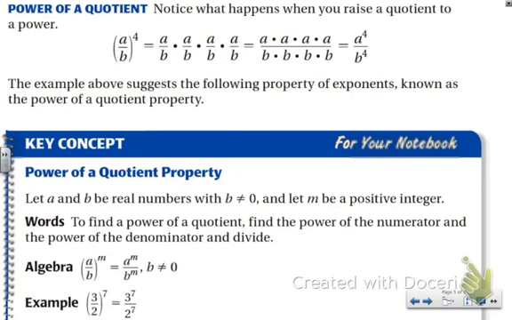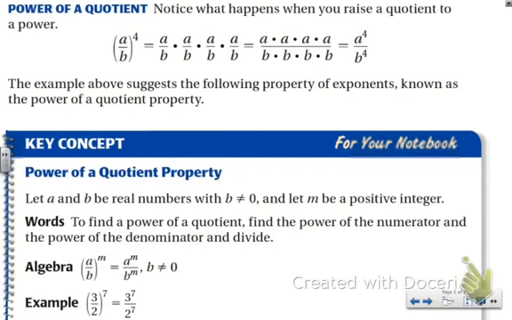So that leads us to our power of a quotient property. To find a power of a quotient, find the power of the numerator and the power of the denominator and divide. So a over b to the m is equal to a to the m over b to the m, where b is not equal to 0. Or for example, 3 over 2 to the 7th power becomes 3 to the 7th over 2 to the 7th.